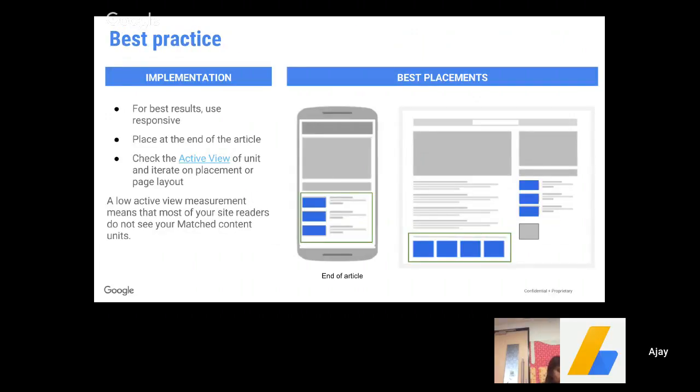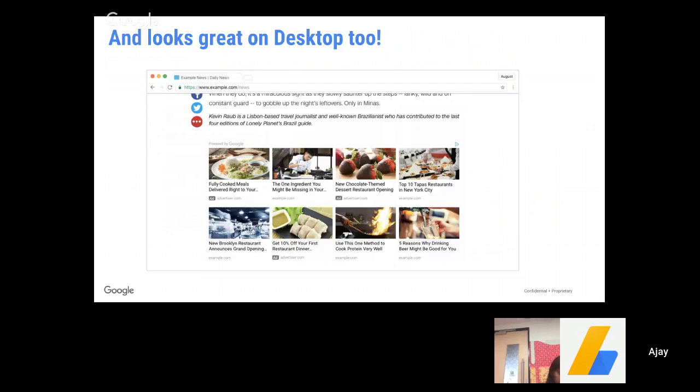So as you can see, these are the implementation best practices that we have for match content. That's where on mobile you can implement it at the end of the article, and on desktop if you want to go for a horizontal or a vertical view. Ideally, it looks great both on desktop and mobile, so we would recommend using it as mentioned in this example over here. As I mentioned earlier, it looks great on desktop too.